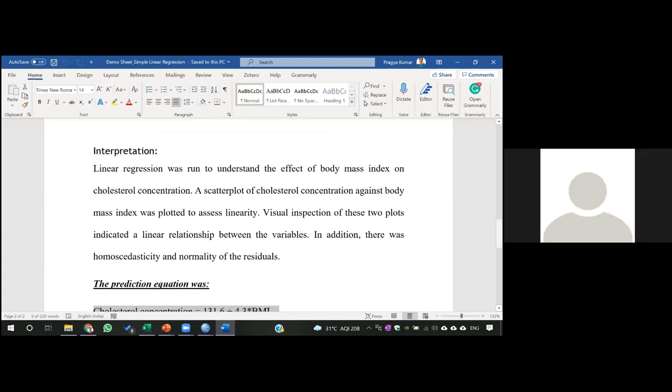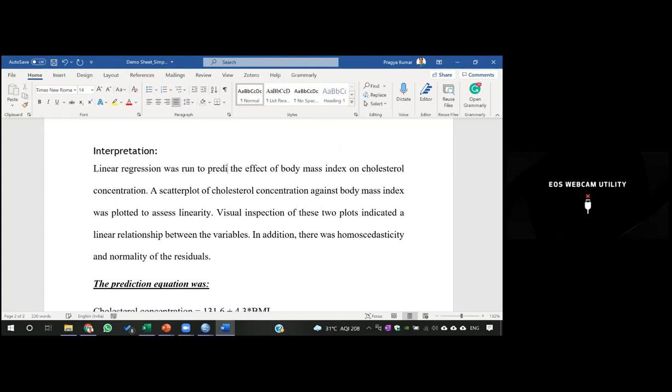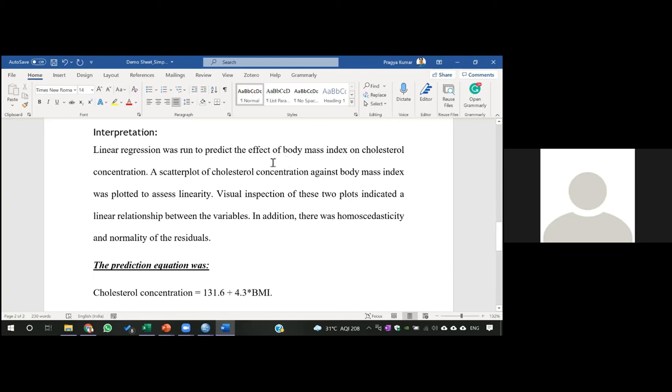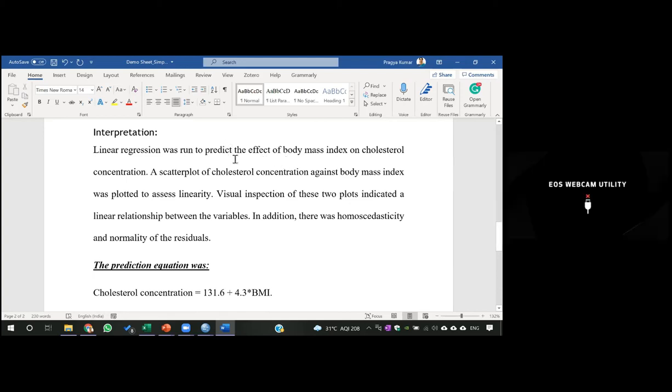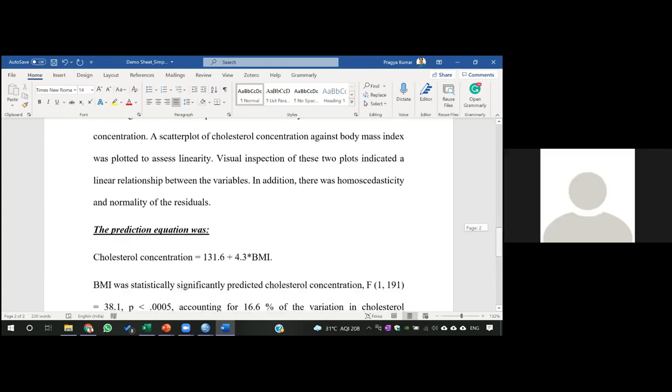Ma'am, linear regression was run to understand the effect of body mass index on cholesterol concentration. A scatter plot of cholesterol concentration against body mass index was plotted to assess linearity. Visual inspection of these two plots indicated a linear relationship between the variables. In addition, there was homoscedasticity and normality of the residuals. But I will write here the predict, because to predict, yes. Predict the effect of BMI. Yeah, you can write here, predict the cholesterol level from BMI.